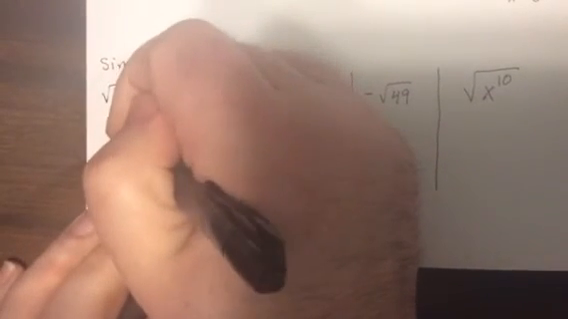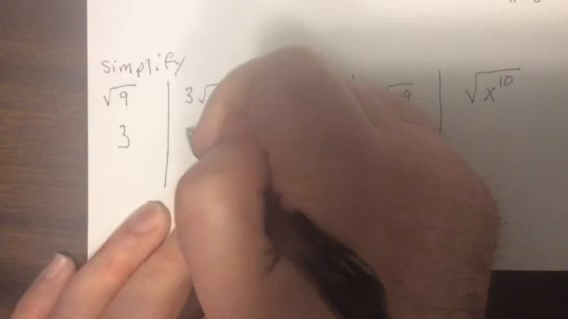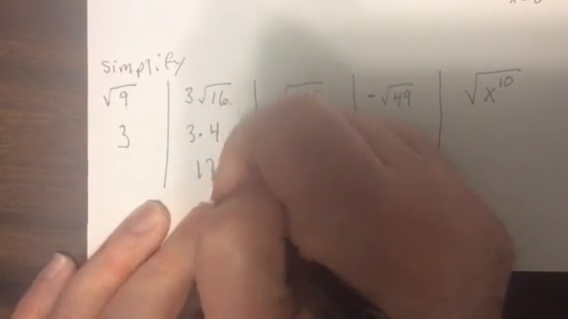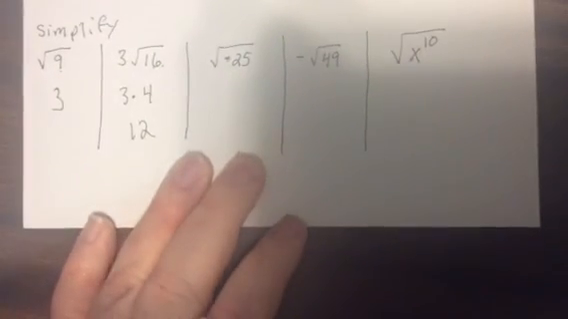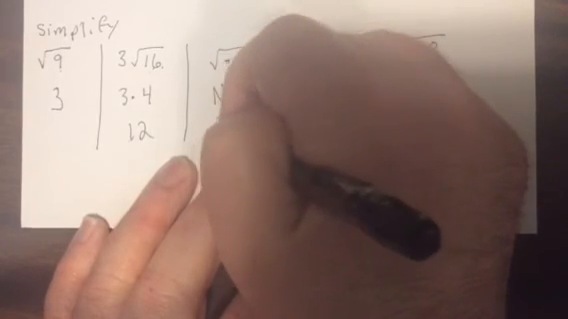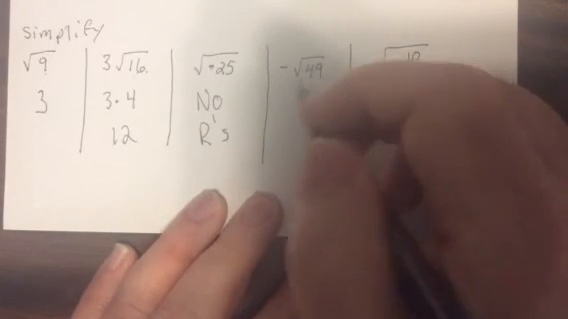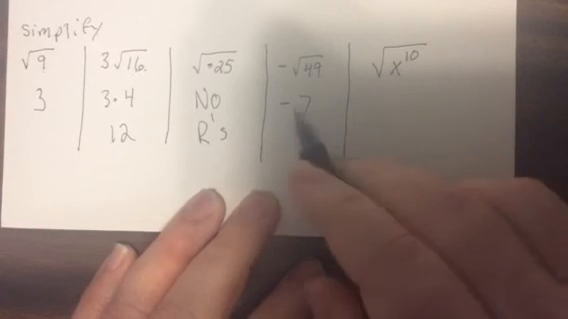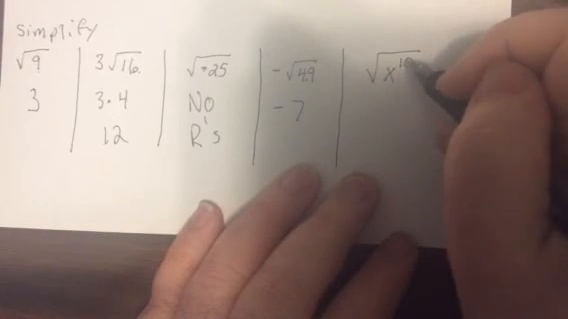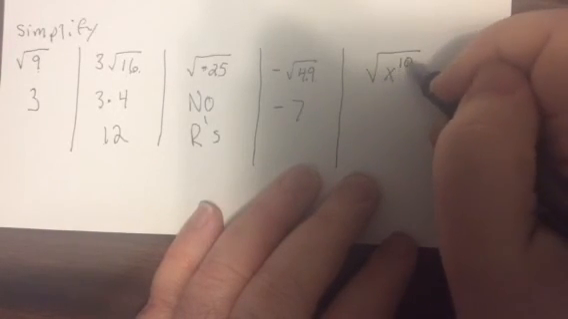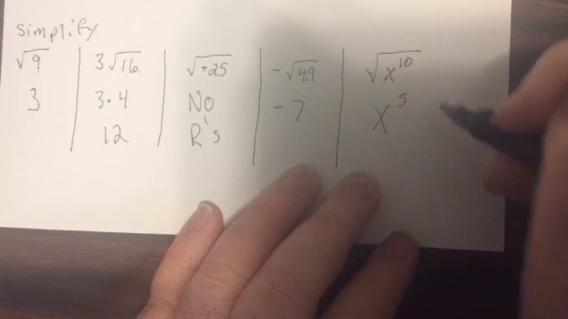But the square root of 9 is 3. 16. What do you multiply by itself to get 16? And that is 4. Okay, you cannot take the square root of a negative number, so therefore it is no reals. You've probably forgotten all this. It's been so long. Negative square root of 49 would be negative 7. The opposite, what do you multiply by itself to get 49? It's 7. And remember, whenever you have a square root of a variable to a power, you just divide the power by the index, which square root is 2, so just be x to the 5th.